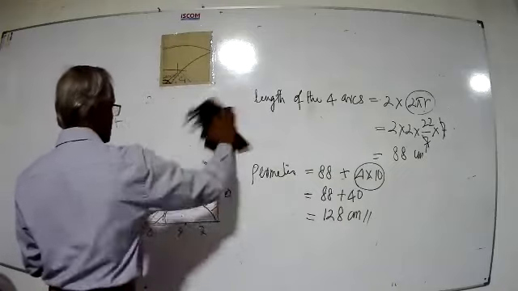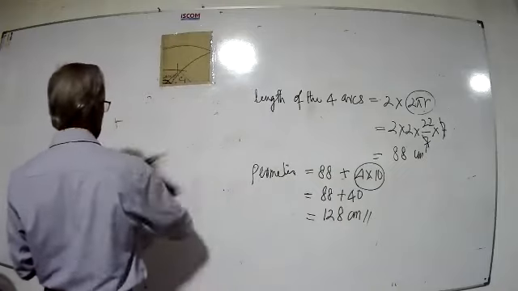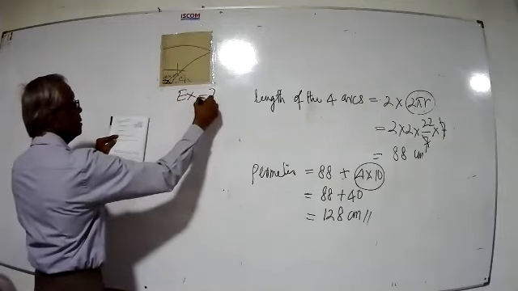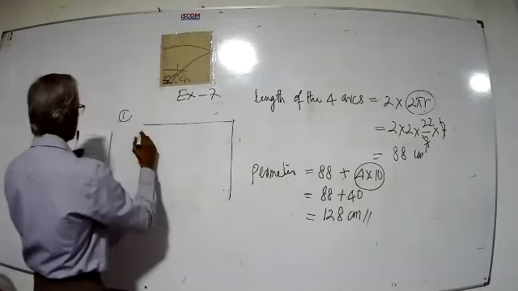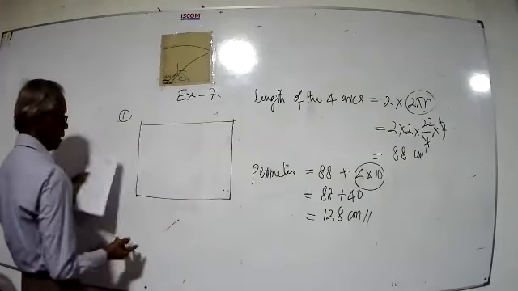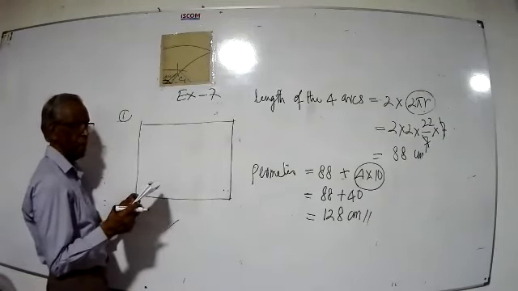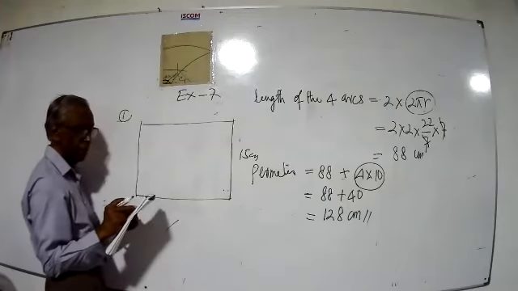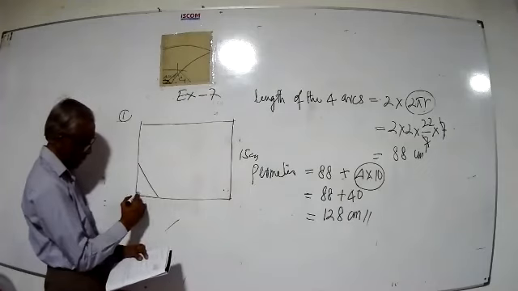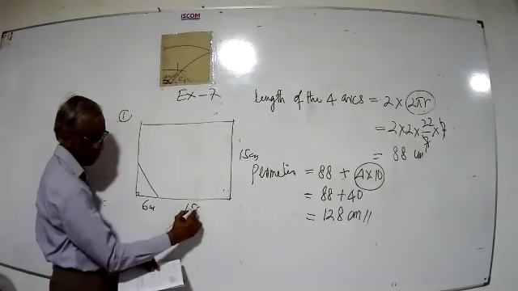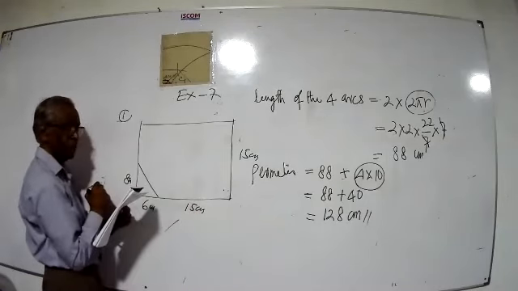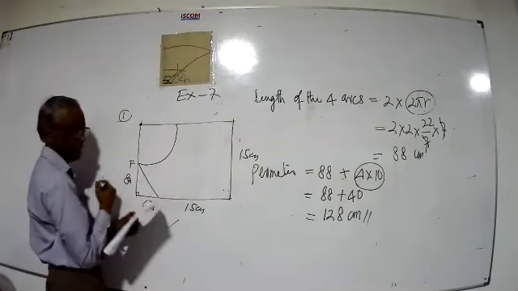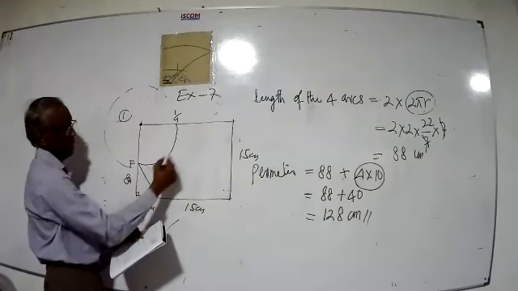Exercise 7, number 1. A triangle has been removed here. This is 6 cm, this is 15 cm, and this part is 8 cm. This is F, the center is here, and this is a quarter circle.